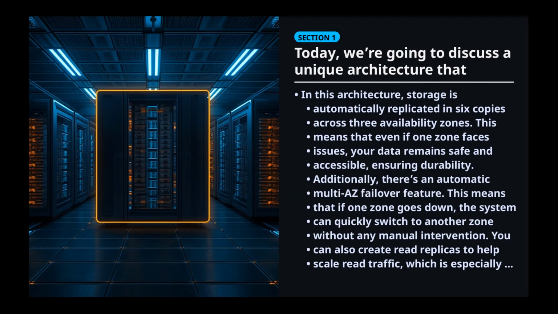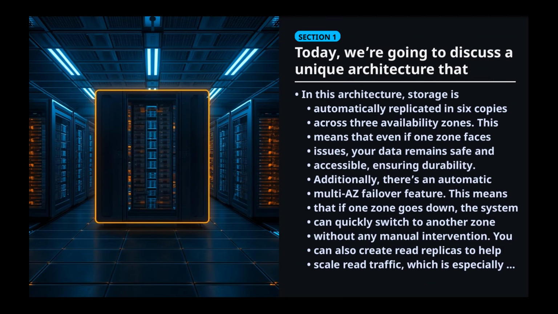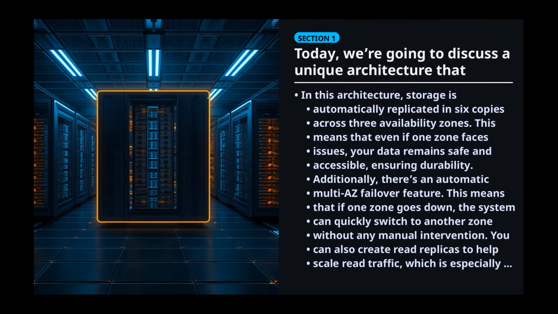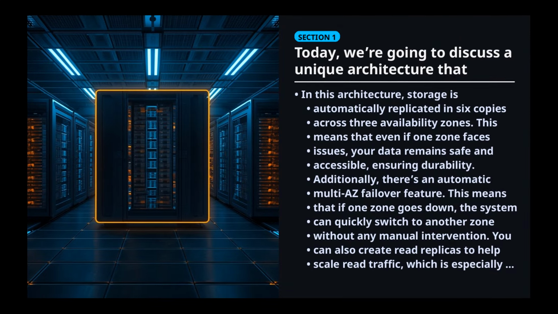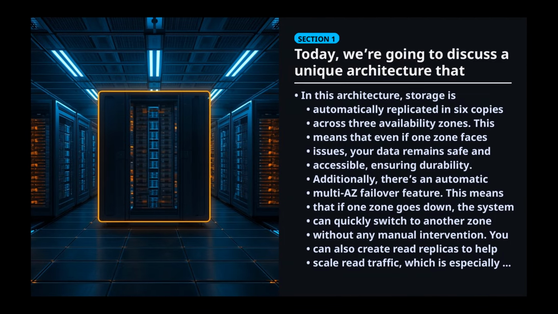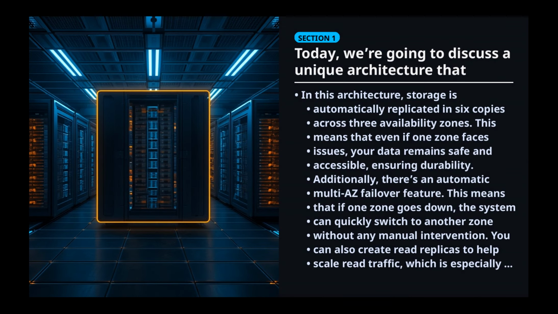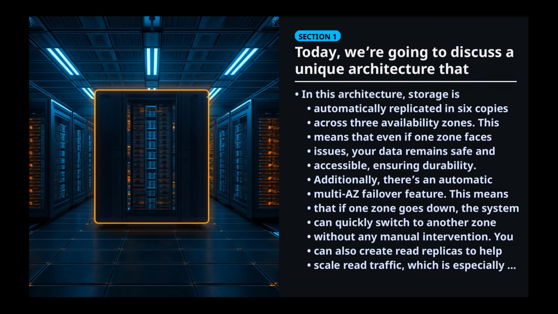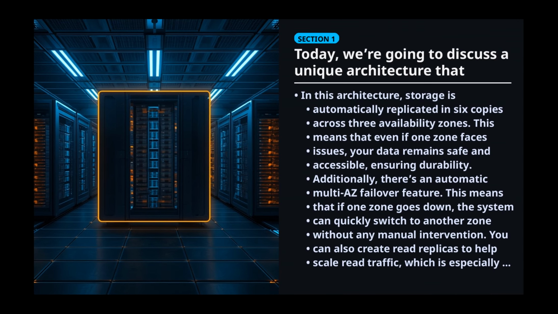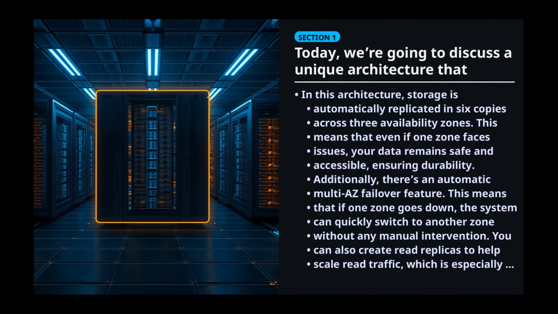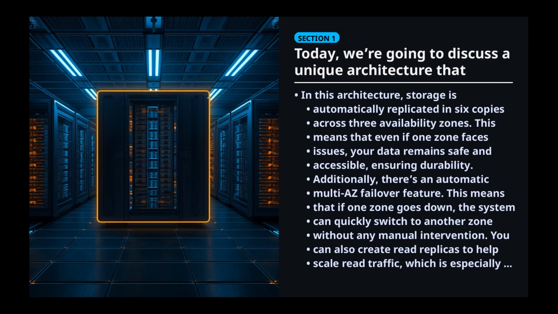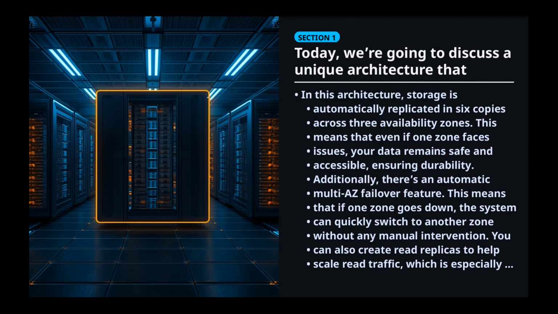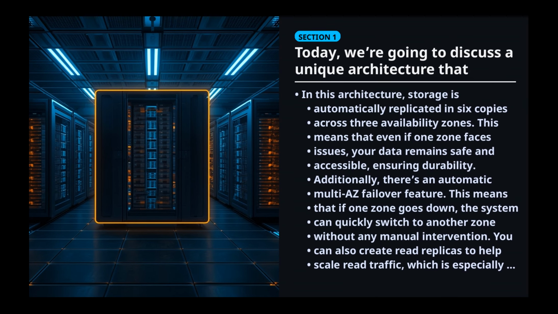You can also create RAID replicas to help scale RAID traffic, which is especially useful when you have many users accessing the same data simultaneously. Think of it like a library with multiple branches. If one branch is closed, you can easily go to another branch to find the same books. The global database feature allows for multi-region replication, which means users can access data with low latency, no matter where they are located. In summary, this architecture enhances data durability and availability while providing efficient scaling options.